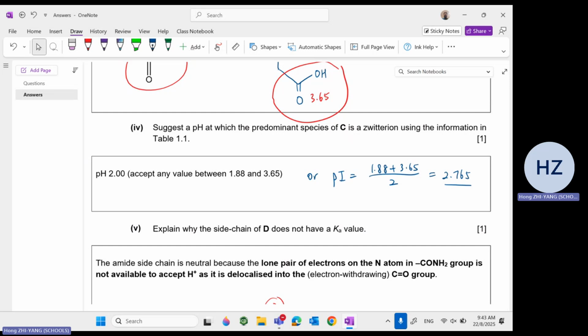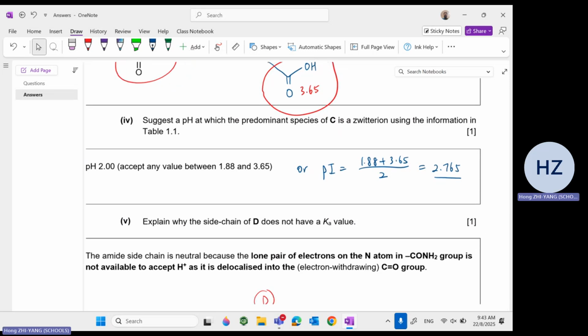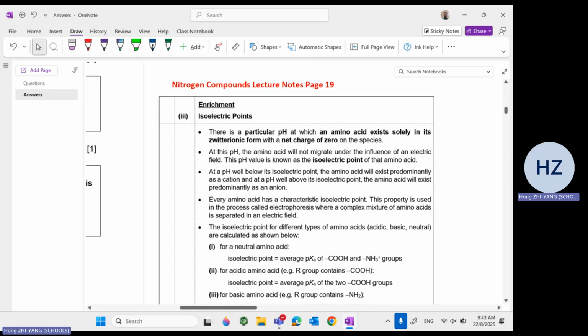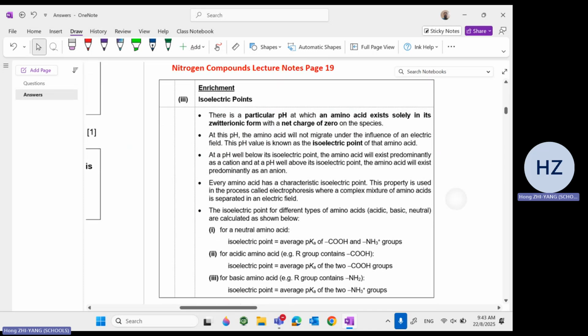So in order for me to be a bit more purist here, let me show you. It's actually in your notes again. Do you know isoelectric point is in your notes? If you go to page 19 of your same nitrogen compound notes, there is an enrichment part about isoelectric point. I'll leave it to you whether you want to study this or not, but it's quite helpful when it needs to be.